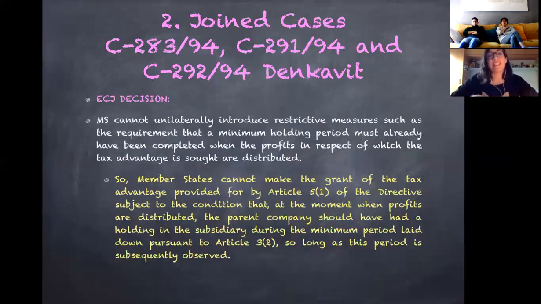According to what was established by the ECJ, a member state cannot unilaterally, so just in its domestic context, introduce restrictive measures such as the requirement that a minimum holding period must already have been completed when the profits in respect of which the tax advantage is sought are distributed.